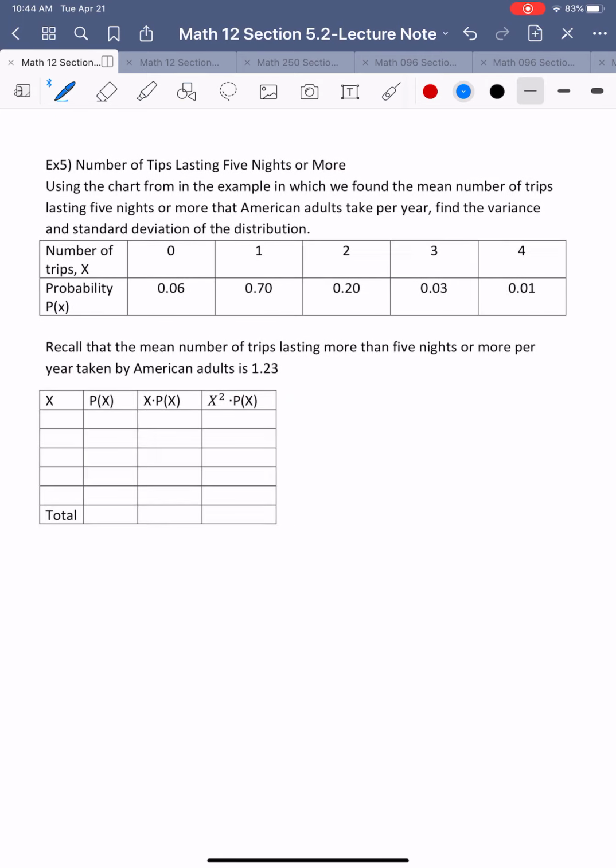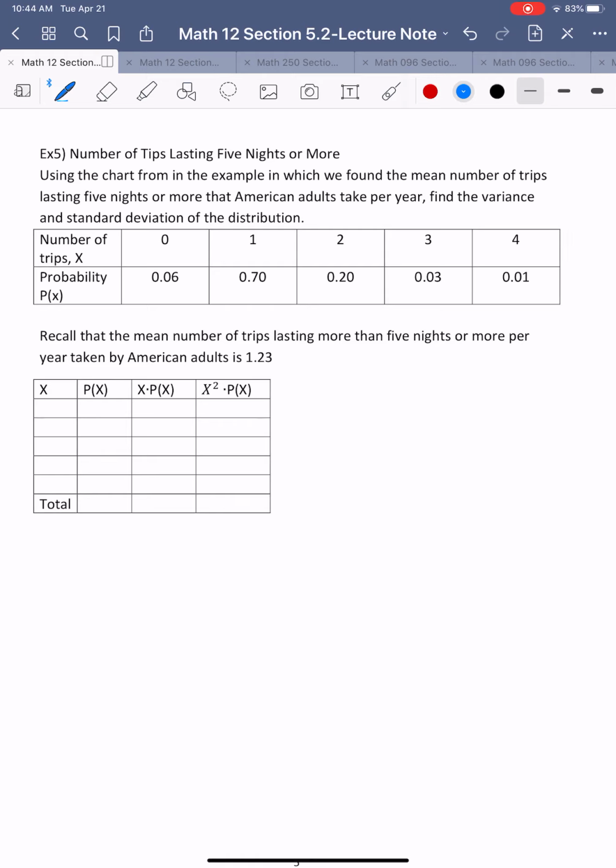All right, next problem. Number of trips lasting 5 nights or more. I'll do it another way, using this form, which is the same problem. Same thing, but this time I'm using a table to compute this first instead of plugging it in.